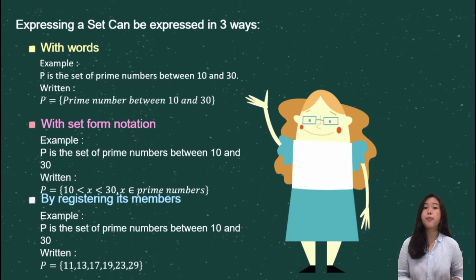Number 3, by listing its members. For example, P is the set of prime numbers between 10 and 30. Written, P equals the set of 11, 13, 17, 19, 23, and 29.